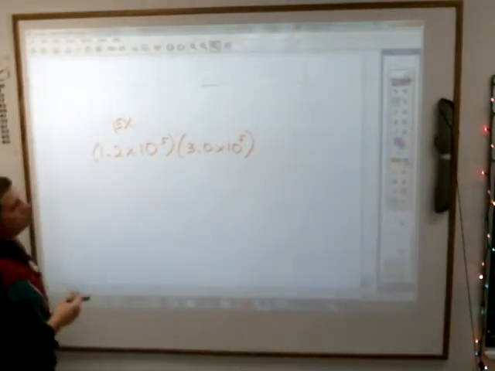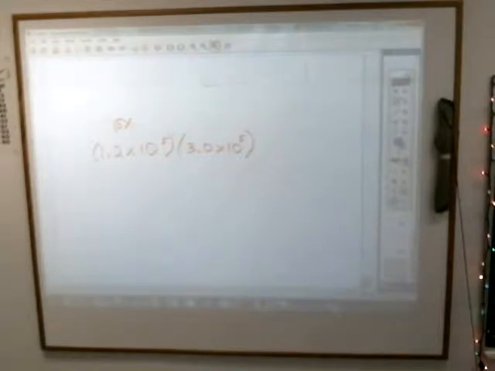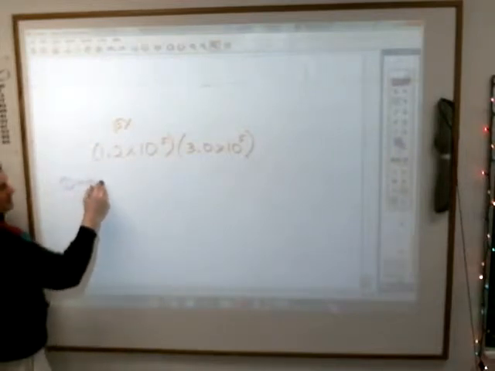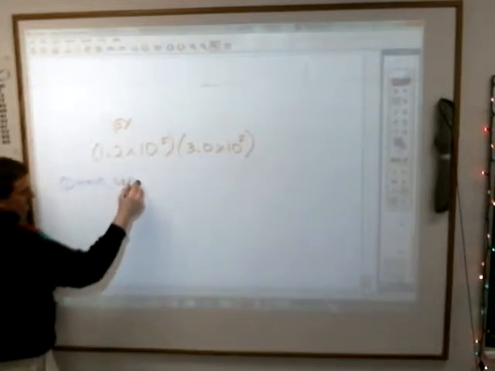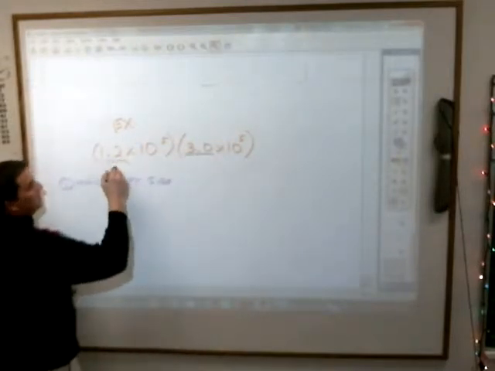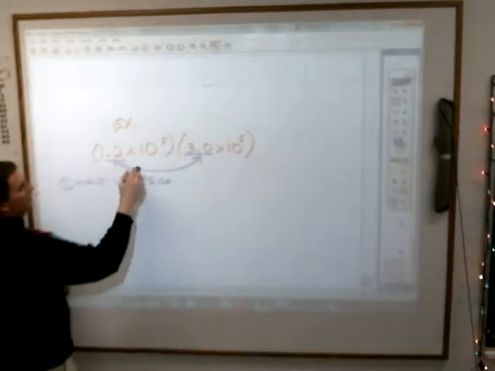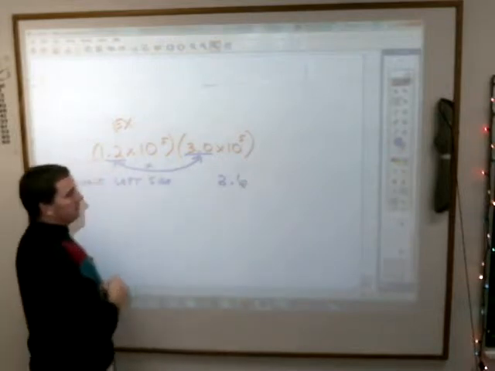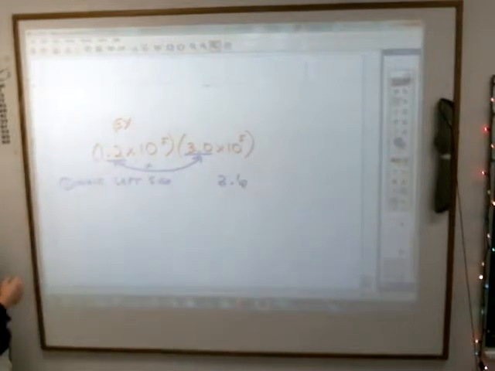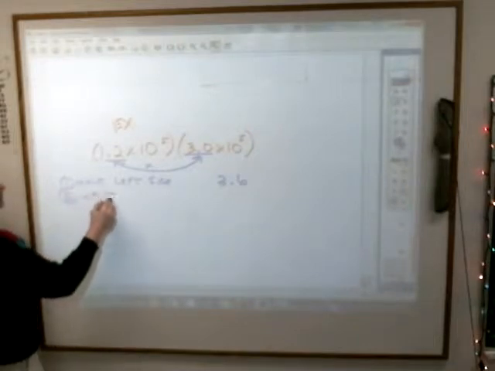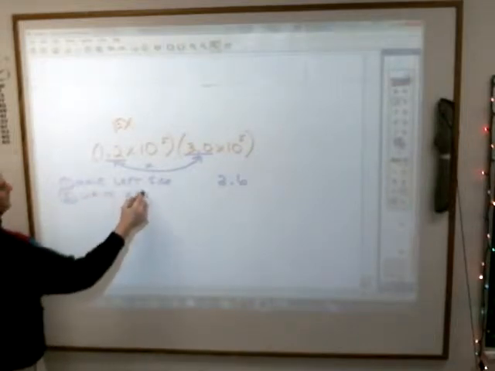I will try to walk you through this as easy as humanly possible. It's almost logical. The very simple steps are: step number 1, multiply the left side. In other words, these 2 left numbers, you're going to multiply 3 times 1.2, and you will get 3.6. Step number 2, just like always, you're going to write down times 10. But we're going to keep it in scientific notation.